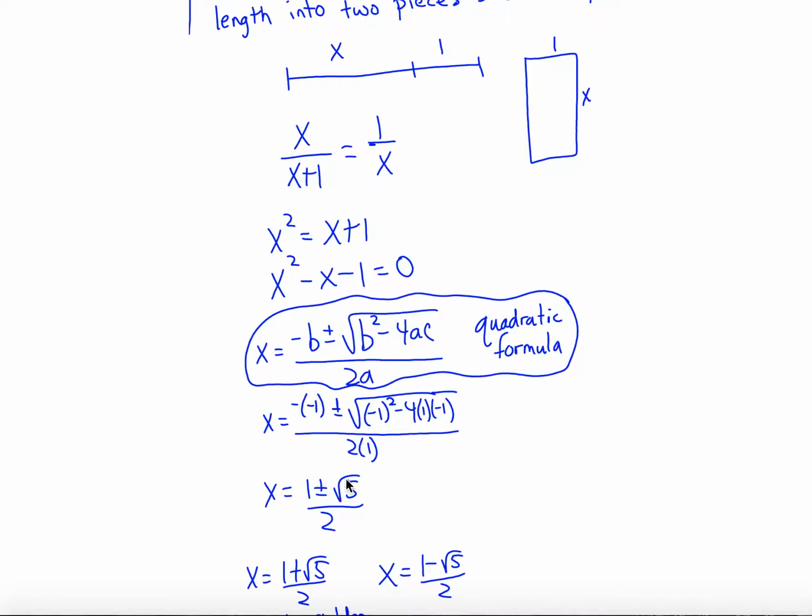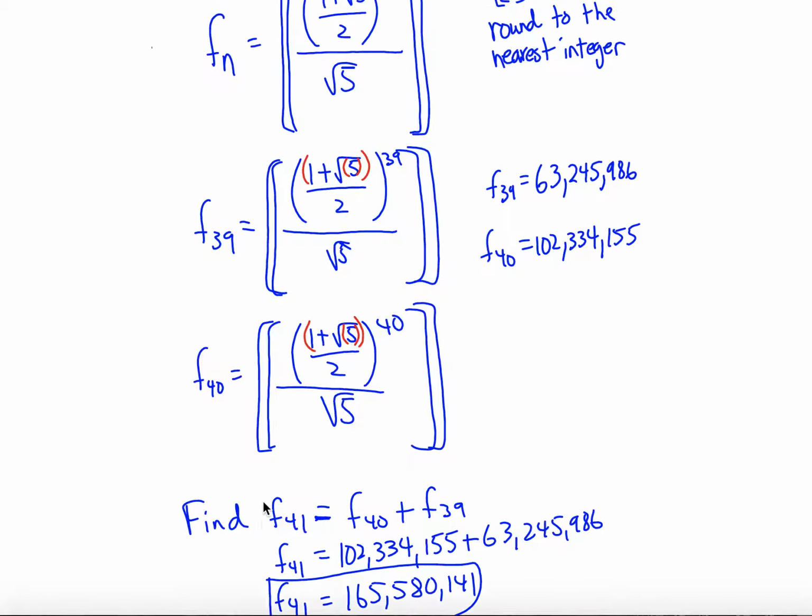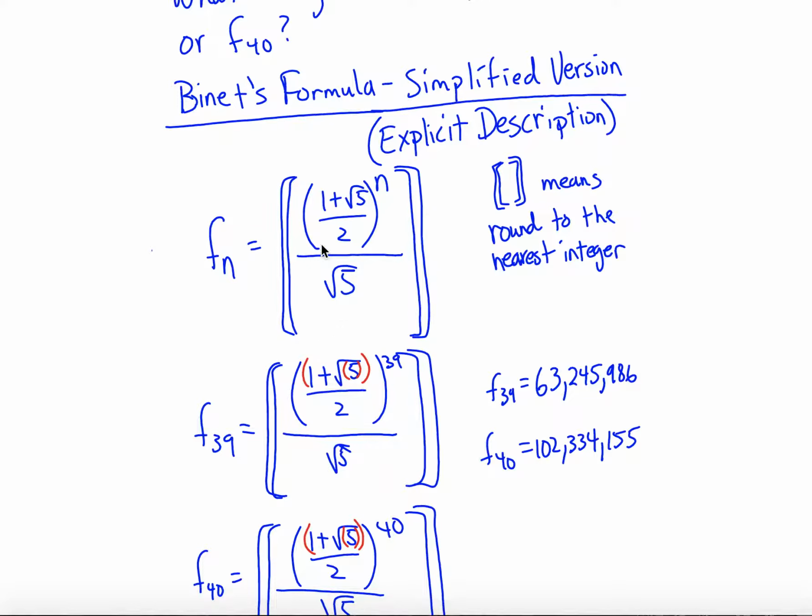So I get 1 plus or minus the square root of 5 over 2. So x is equal to 1 plus the square root of 5 over 2, and x is equal to 1 minus the square root of 5 over 2 is the other ratio. I think I've seen that 1 plus the square root of 5 over 2 somewhere before. And look, it's in Binet's formula for finding the Fibonacci numbers. So that 1 plus the square root of 5 over 2 is actually what we call the golden ratio.